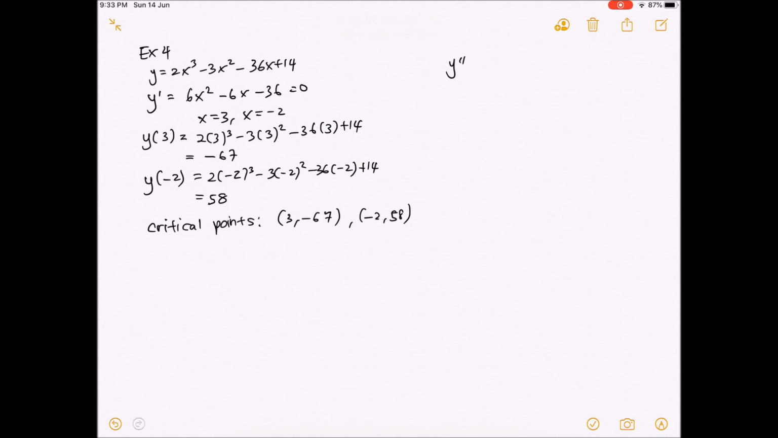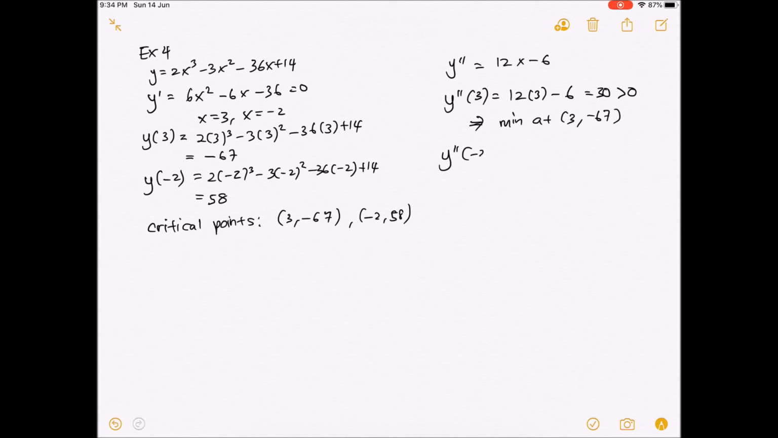So differentiate y again, I will have 12x minus 6. Okay, so I will just test my critical point. I don't have to find a point before and after the critical point, just test my critical point. I will have 12 times 3 minus 6, which is 30. Okay, then 30 is greater than 0. Obviously we will have a minimum at (3, -67).